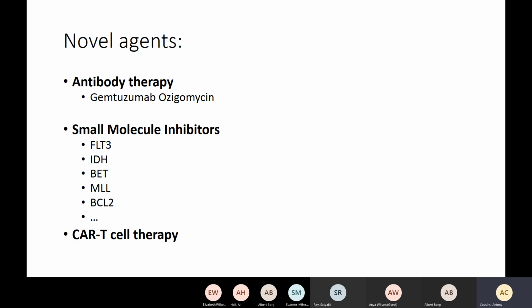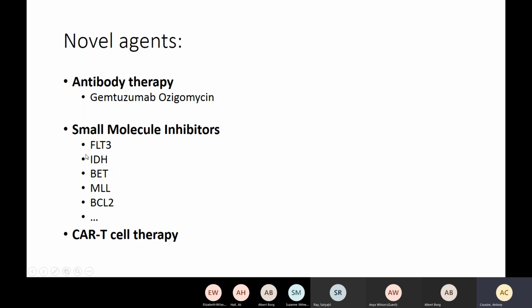There are novel agents on the way. So in routine practice now is an antibody therapy called gemtuzumab ozogamicin. So we use that in our current AML patients in our myeloid trial. We're just not quite sure yet what the optimal dosing regimens are for it. There is good evidence it is effective though.